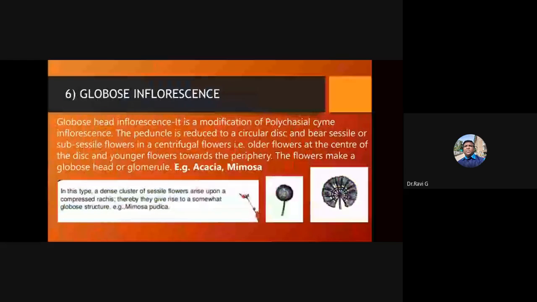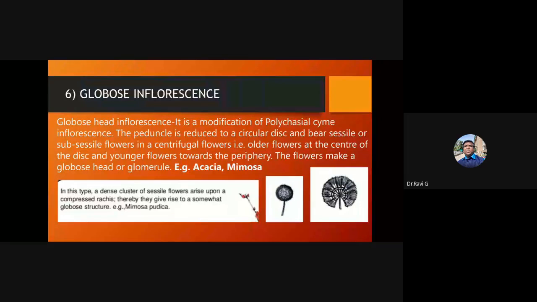Globose inflorescence, also called globose head inflorescence. It is a modification of polychasial cyme inflorescence. The peduncle is reduced to a circular disc and bears sessile or subsessile flowers in a centrifugal manner, that is, older flowers at the center of the disc and younger flowers towards the periphery. The flowers make a globose head or glomerule. Acacia or mimosa are the examples.